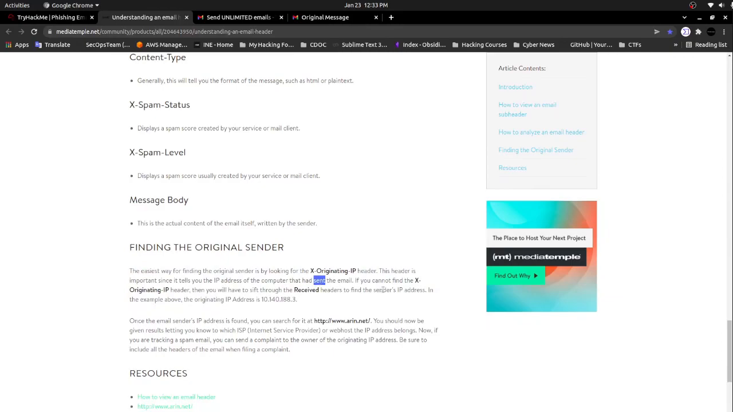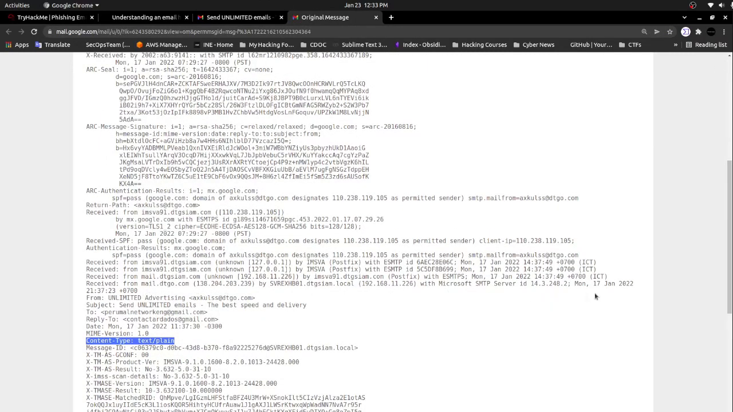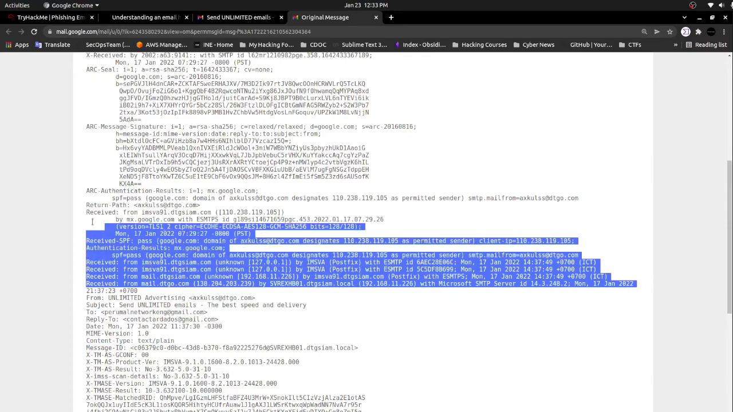Let's see here. Here you can see text/plain. So there is no attachment or other parameters. Only simple text is present in this email. There are no hazardous links or attachments. And yes, spam status displays a spam score created by your email client. Spam level, both are almost the same, and the message body at the end.